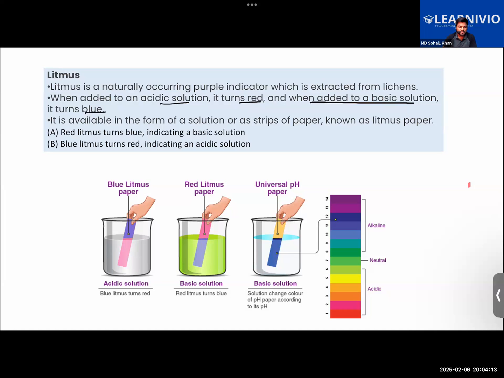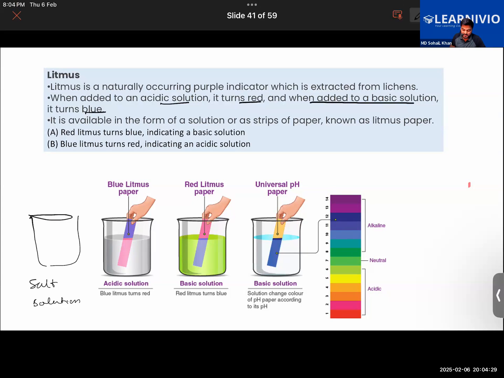Now suppose you have taken a salt solution. Salt is neutral in nature, right? So whether you dip the red litmus paper or the blue litmus paper, there will be no change on the litmus paper. Getting it? Whether I put the blue or the red litmus paper in the salt solution, there is no color change. Why is it so? Because salt is a neutral substance, neither acidic nor basic in nature.